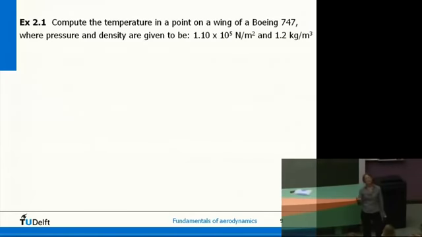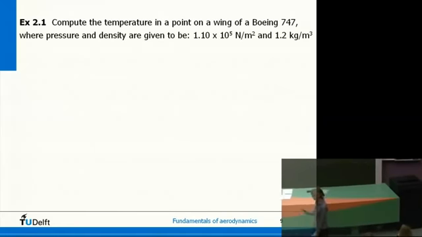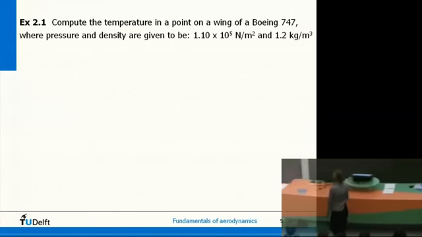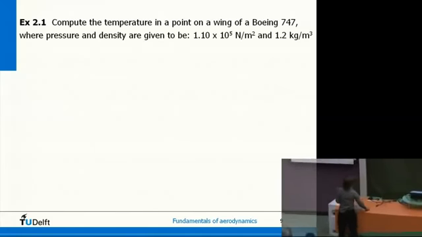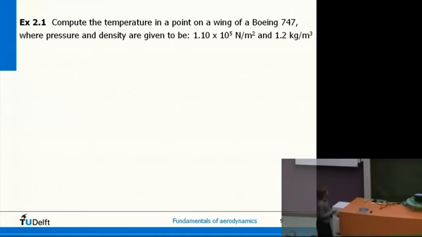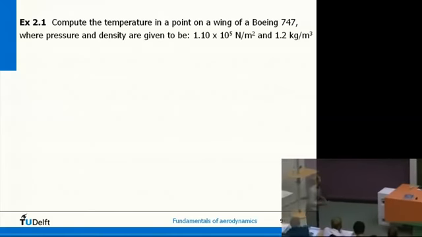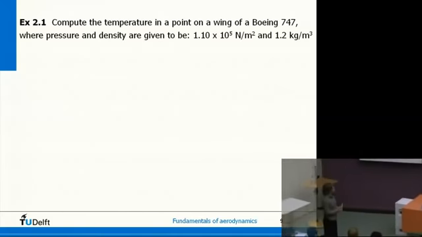Okay, so now that we have the equation of state and we have P, rho, R, and T, we can play with these things and start making very simple examples. So the first example is to compute the temperature at a point on a wing. It's example 2.1 from Anderson, from the book. On a point of a Boeing 747 where pressure and density are given.